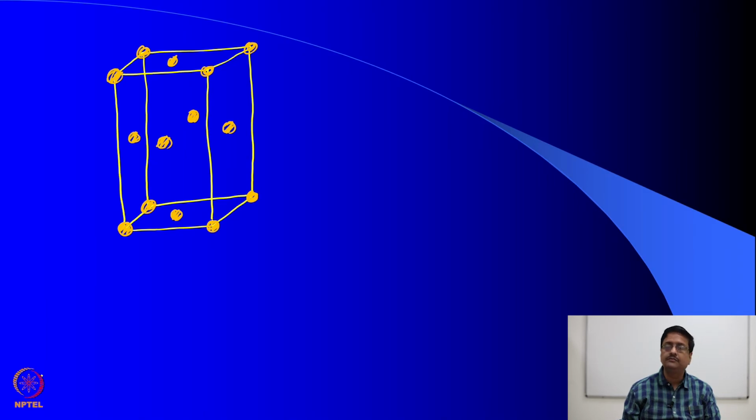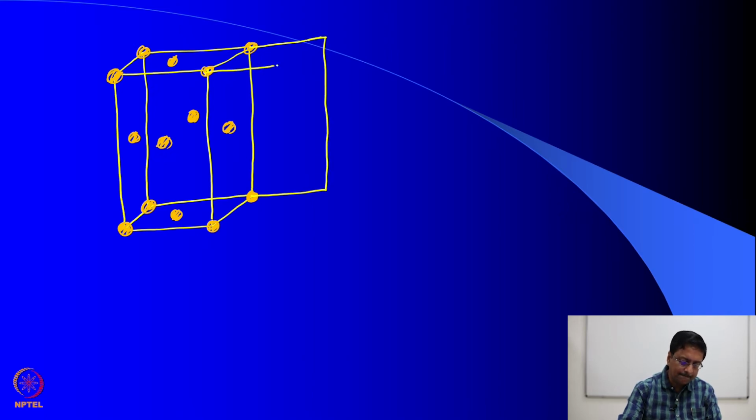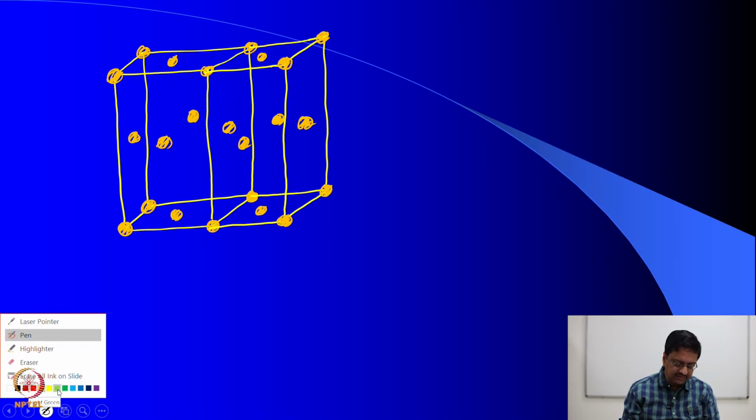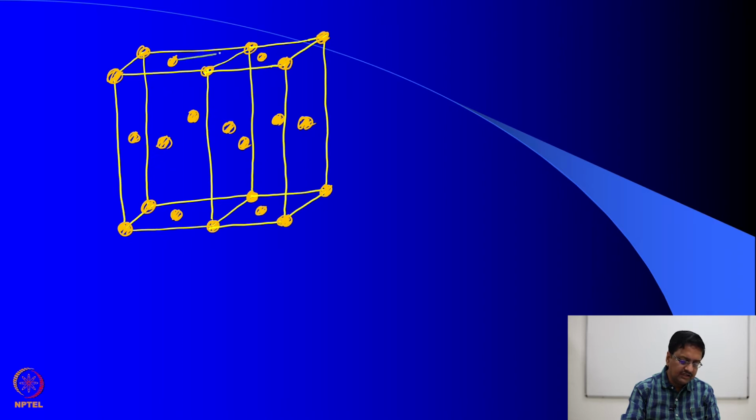Just to address the problem that a face-centered tetragonal lattice does not exist, we extend this tetragonal face-centered lattice into the next unit cell. What I am trying to draw is two tetragonal face-centered lattices side by side. These are two tetragonal face-centered lattices drawn side by side. Now, I will redraw this unit cell using green color, slightly differently.